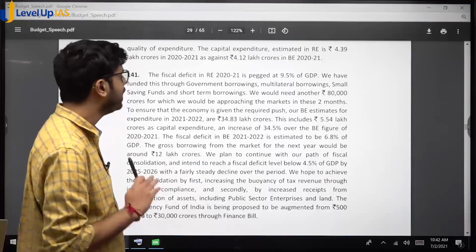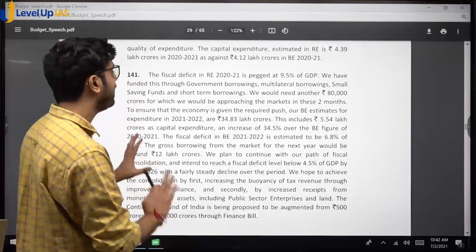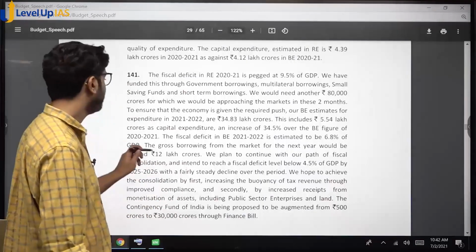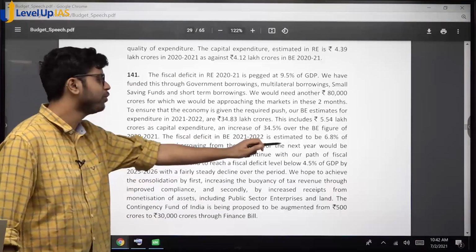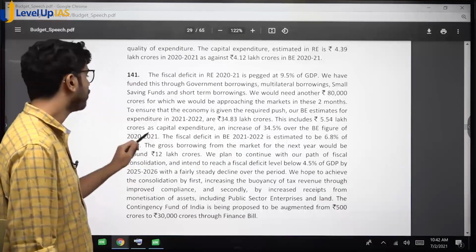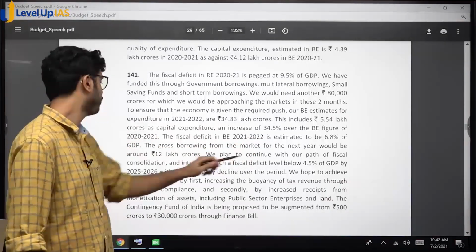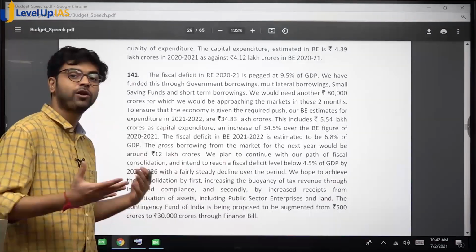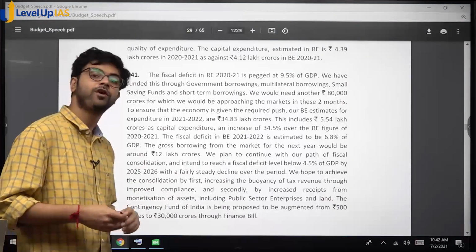The point is, did you understand what they are saying? Did you understand their language? Over the BE figure of 21, the fiscal deficit is estimated to be 6.8% of GDP. The gross borrowing from the market for the next year would be 12 lakh crores. 12 lakh crores they are going to borrow from the market. Possibility of a huge crowding out.